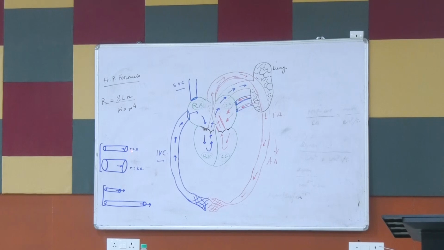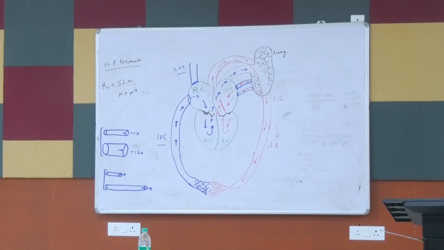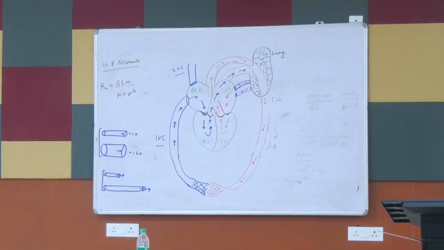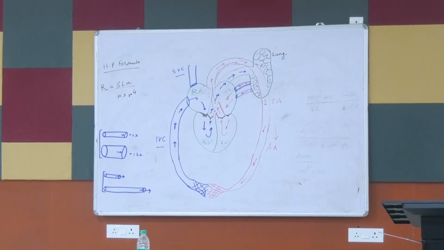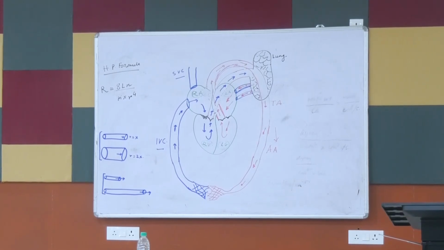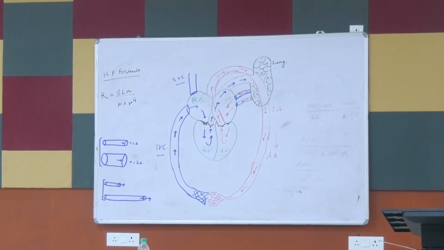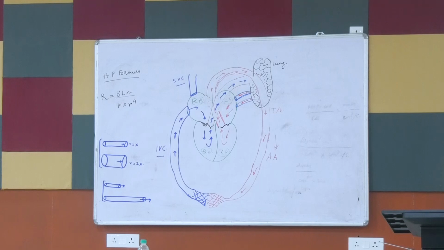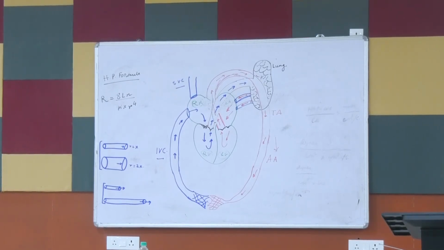And if the radius is x and this is 2x, the change of resistance will be 2 to the power 4. This is x radius, this is 2x, that means double. So resistance will be r to the power 4 versus 2 to the power 4, so 16 times. If the vessel radius is halved, the resistance will be 16 times higher, because this is a mathematical formula.